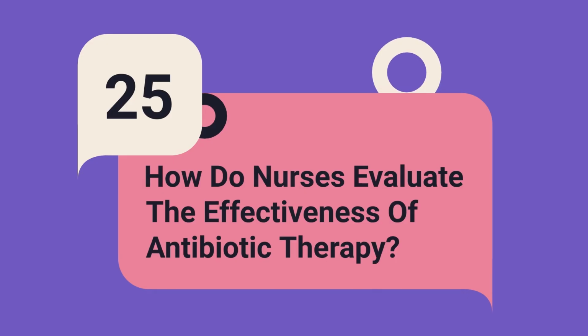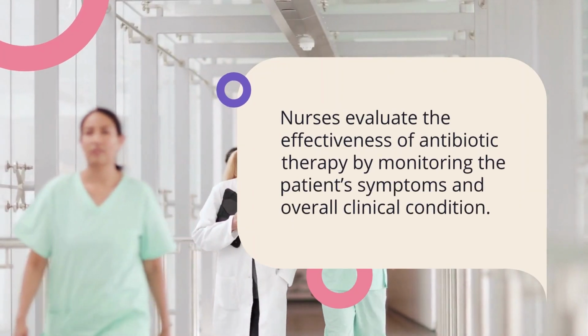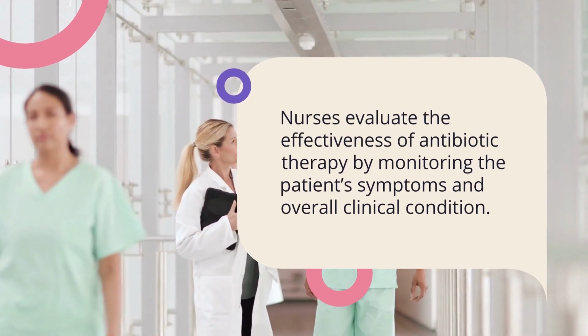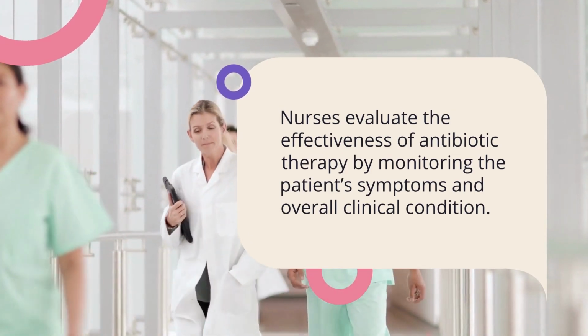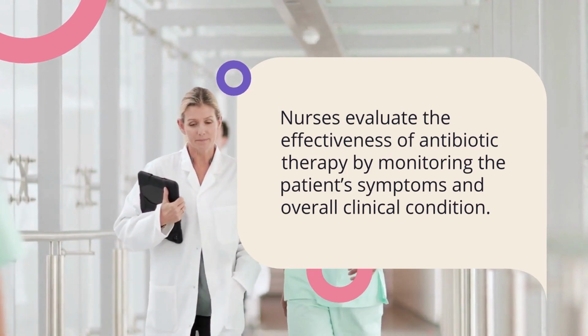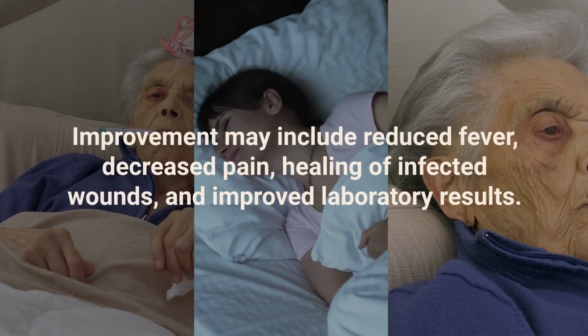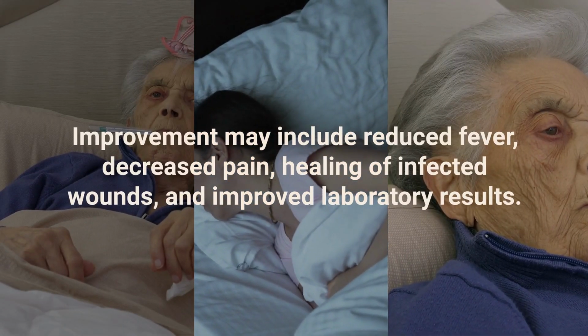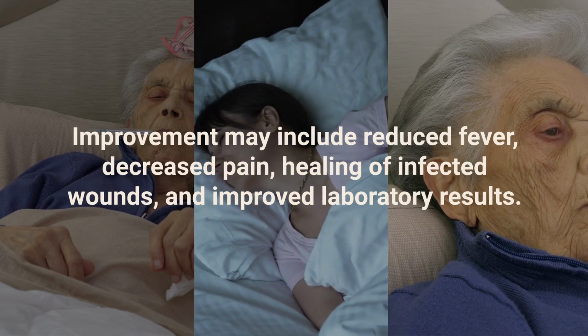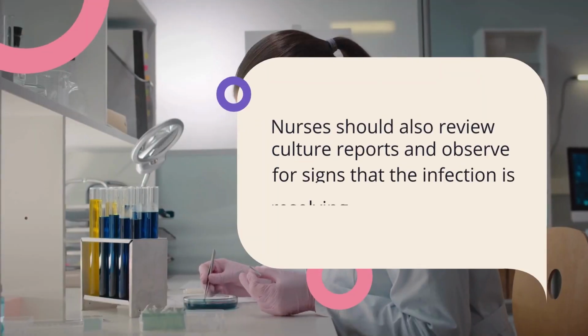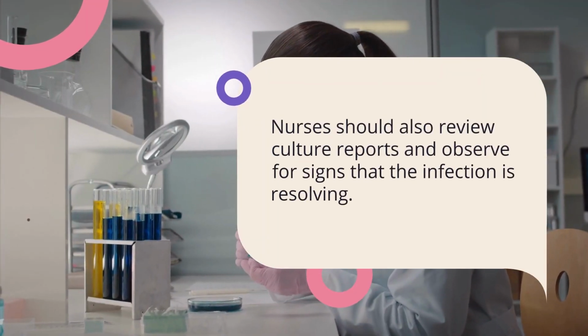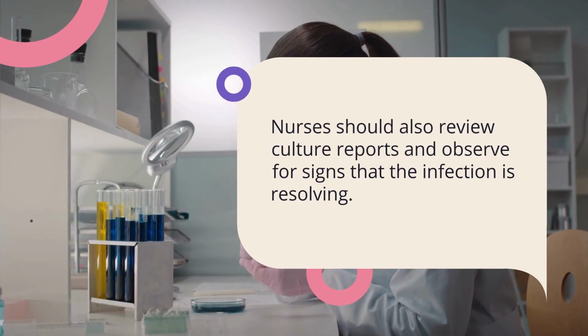25. How do nurses evaluate the effectiveness of antibiotic therapy? Nurses evaluate the effectiveness of antibiotic therapy by monitoring the patient's symptoms and overall clinical condition. Improvement may include reduced fever, decreased pain, healing of infected wounds, and improved laboratory results. Nurses should also review culture reports and observe for signs that the infection is resolving.